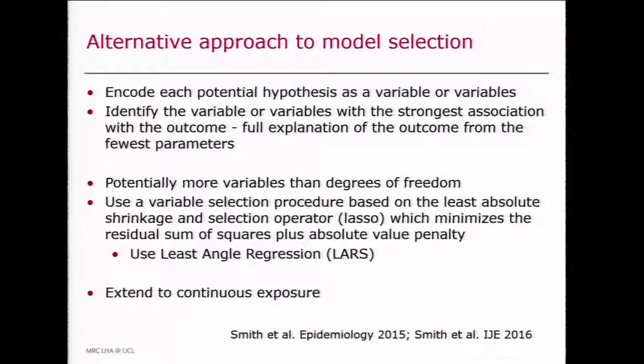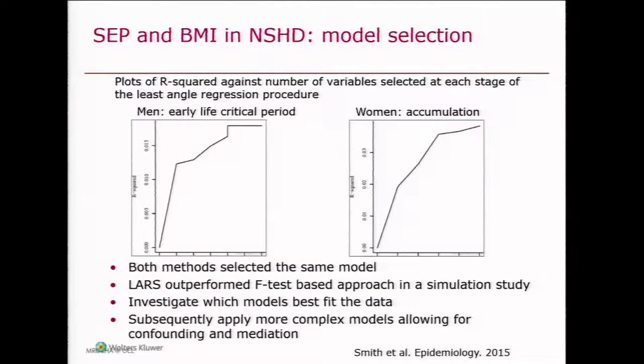So here, it's a similar approach in that you encode each potential hypothesis as a variable or variables, and you want to identify those with the strongest association with the outcome, with the fewest parameters. Because there are potentially more variables than degrees of freedom, you have to use a selection procedure based on the least absolute shrinkage and selection operator, and they've used least angle regression to do this. So you plot the R-squared against the number of variables as they're selected in at each stage of this procedure.